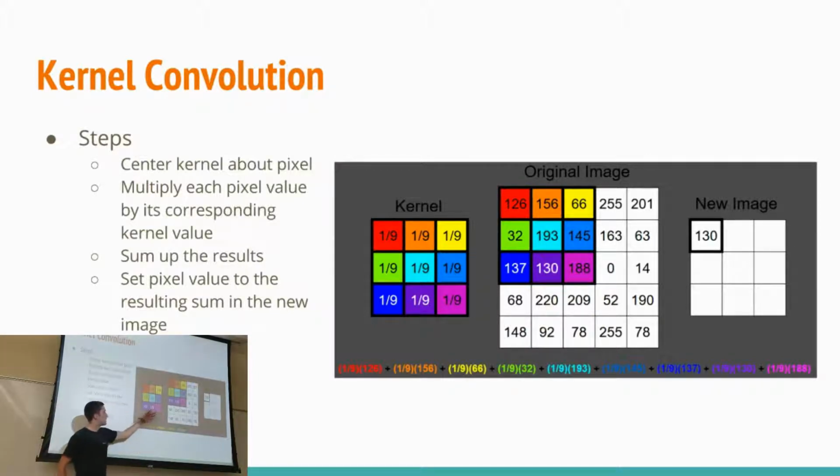And with this kernel, basically what you're doing is computing an average, because you're summing up all the values around that certain pixel and then dividing by the number of pixels in total. So it's basically just an average. And you can see the 193 value got shifted down to 130 because there were lower values than 193, so it pulled the average down overall.